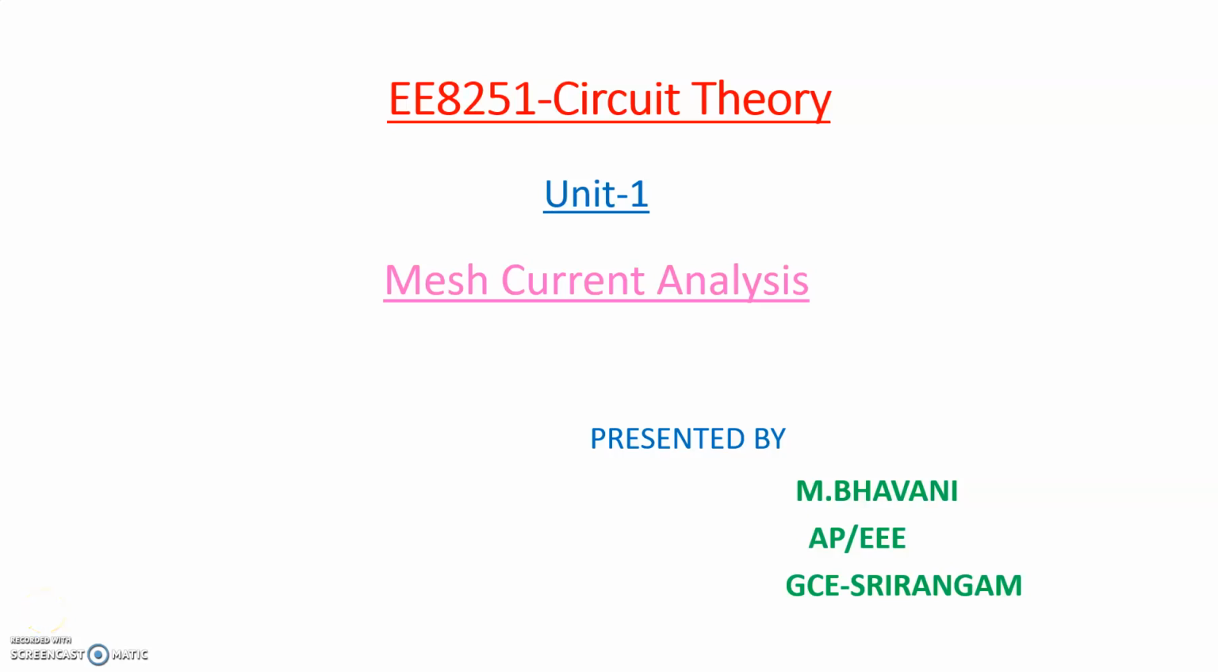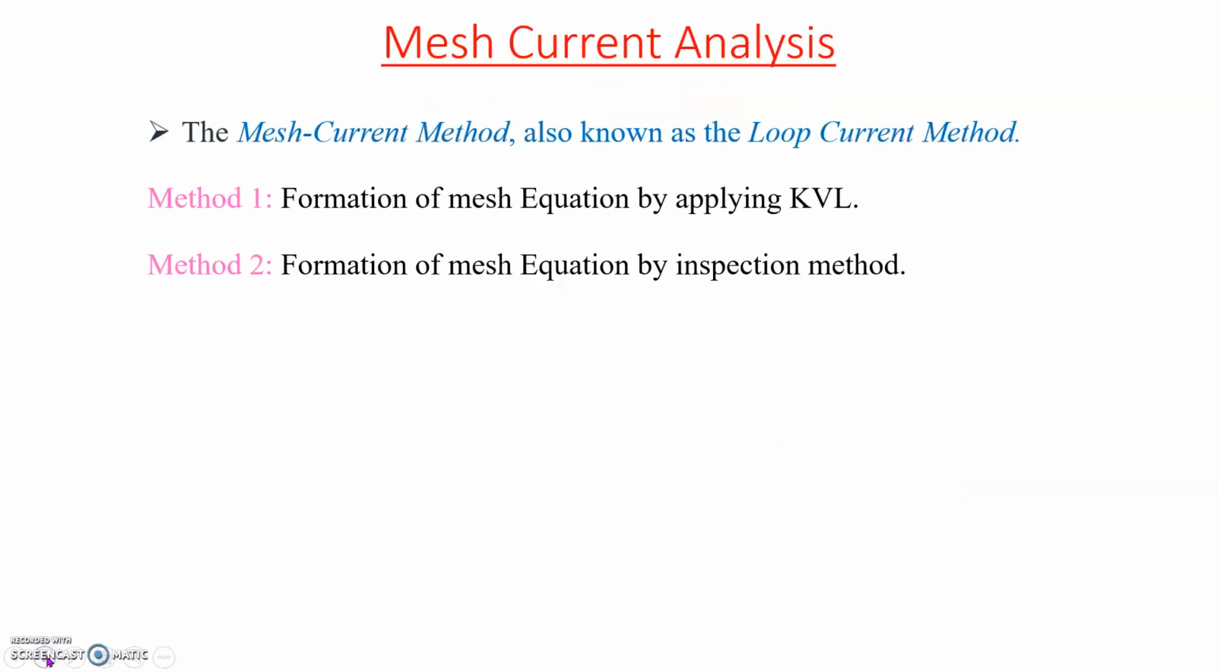Welcome to this lecture. In this lecture, we are going to discuss mesh current analysis. The mesh current method is also known as the loop current method. Mesh current analysis is usually employed to determine the unknown value of current in the given circuit. Mesh current analysis problems can be solved by two different methods.